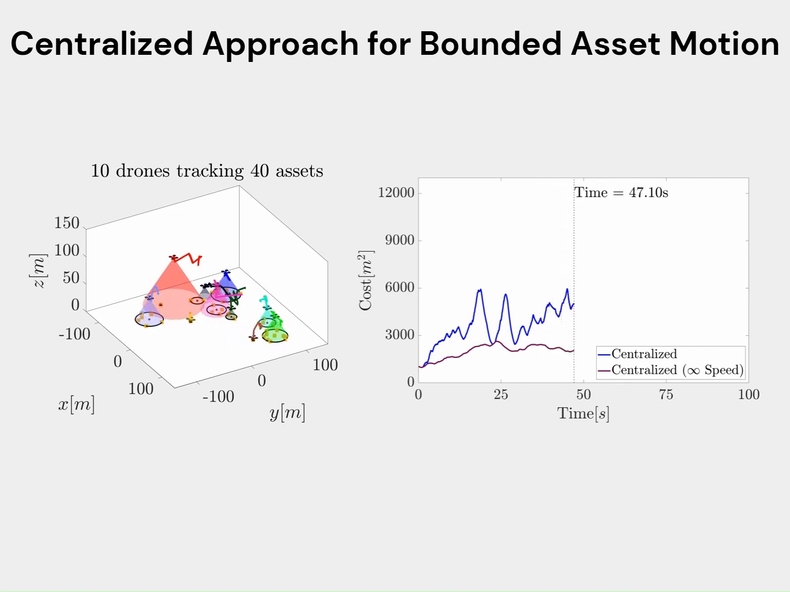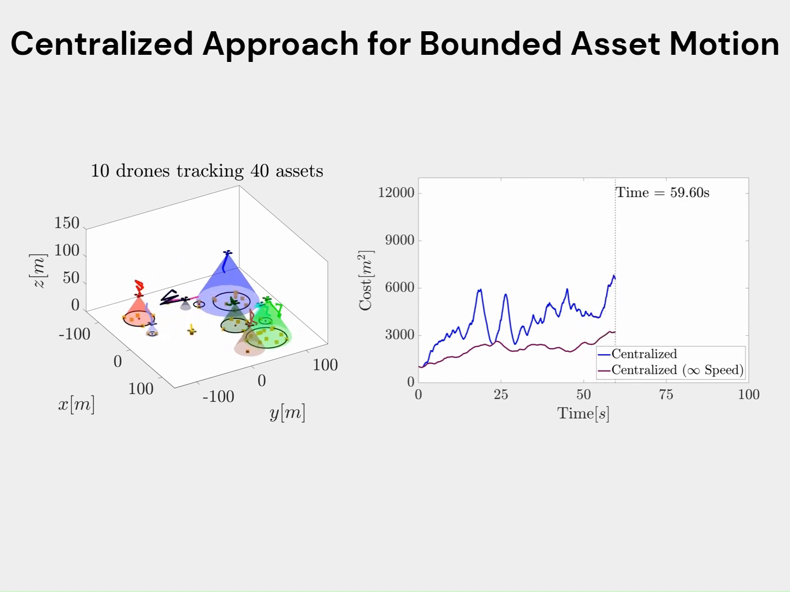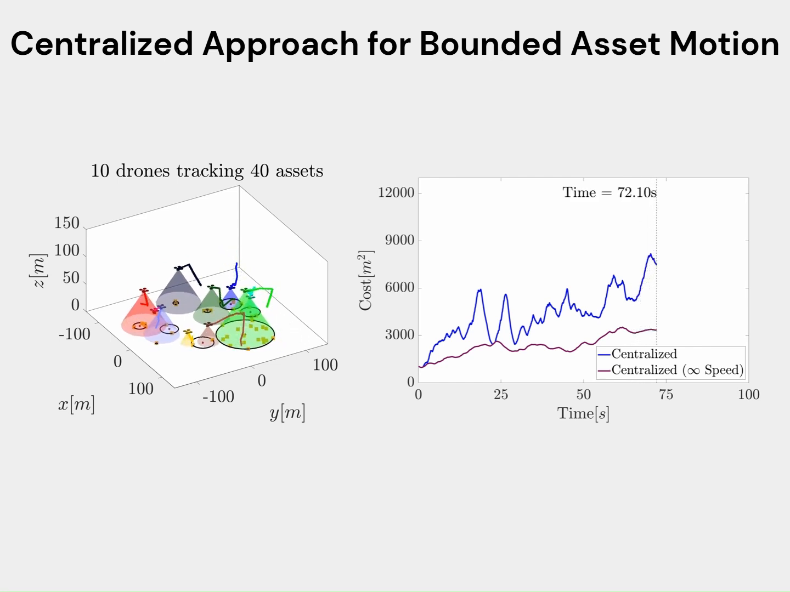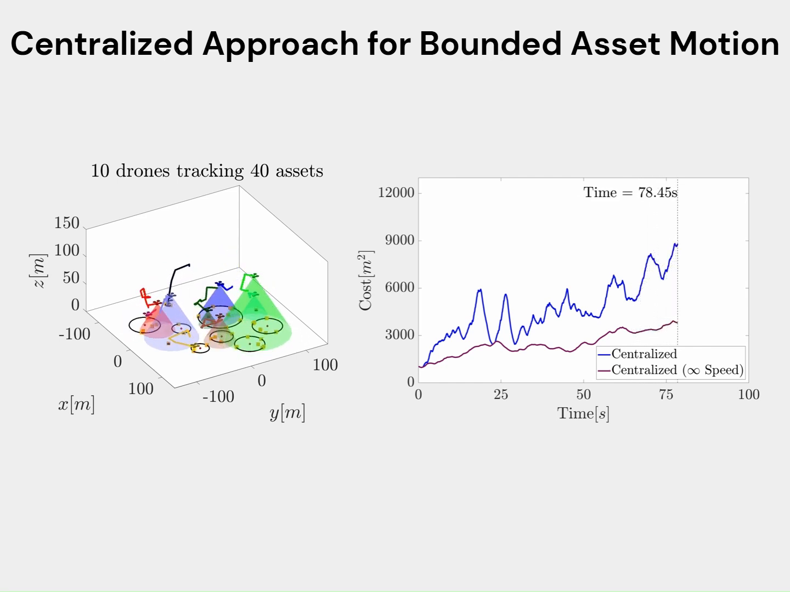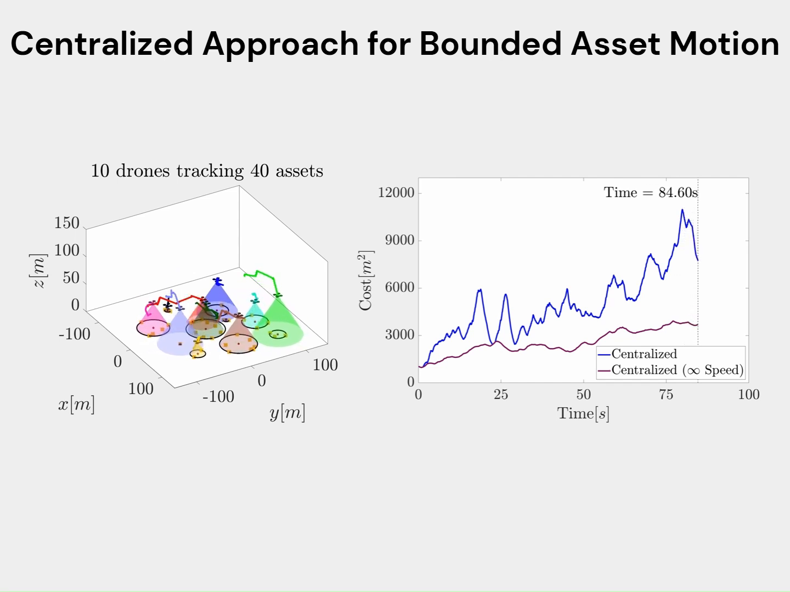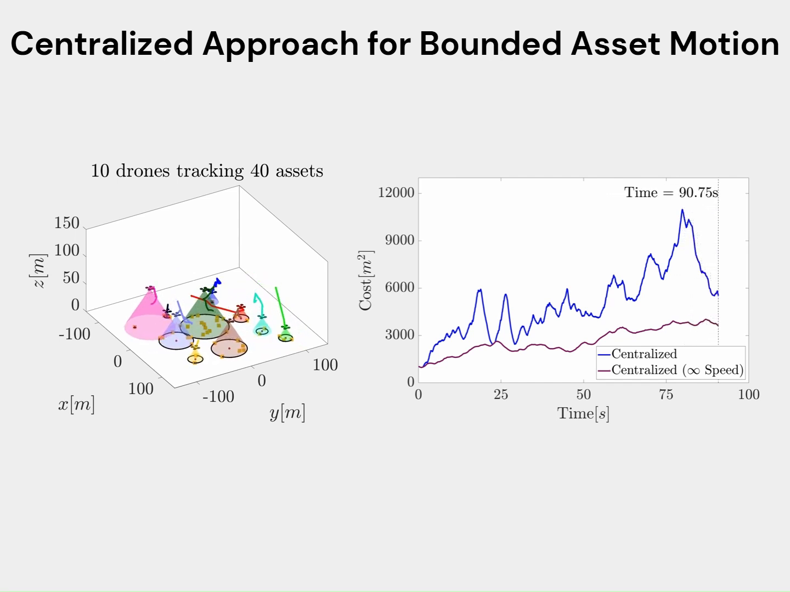Unfortunately, drones have limited speed and cannot instantaneously reach the optimal positions. Our work compares the performance of algorithms that determine where the drone should move to ensure all assets are continuously tracked, while minimizing the area of the camera footprints.